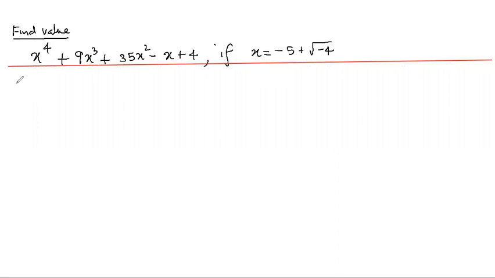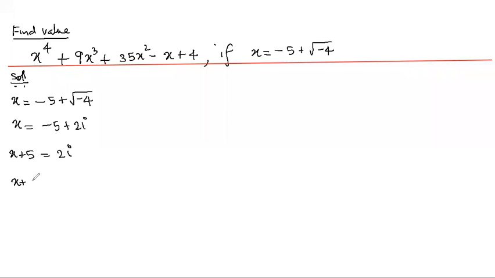So first of all, how will you start? x is equal to minus 5 plus root of minus 4. So x is equal to minus 5 plus 2i. So x plus 5 is equal to 2i. Square it. Squaring, x plus 5 the whole square is minus 4.